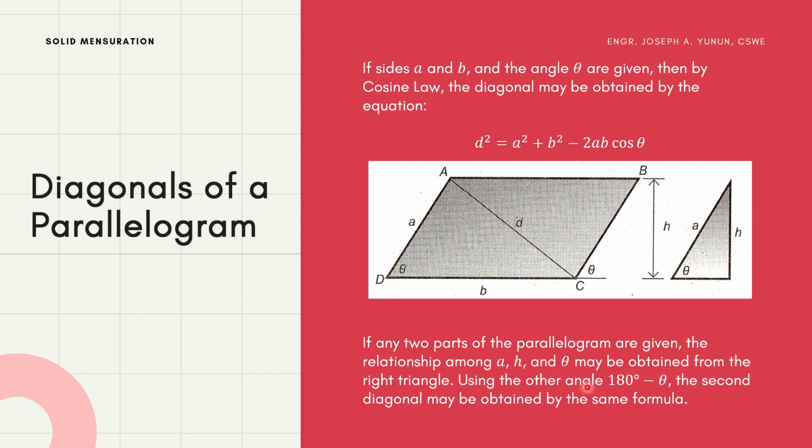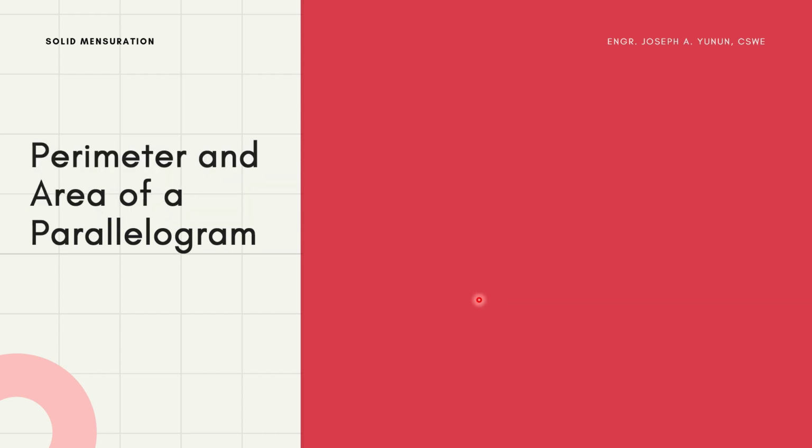Okay, using the other angle, which is 180 degrees minus theta, the second diagonal may be obtained from the same formula, right? So this is theta, that is also equal to theta. Then by supplementary angle, you can solve for this value. 180 degrees minus this value, you'll get this angle here, interior angle C.